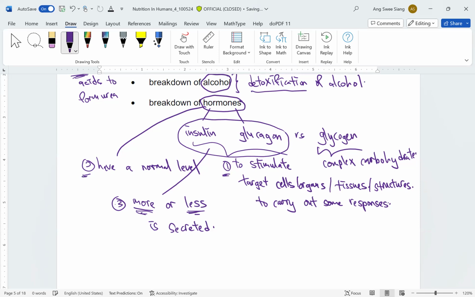To stimulate: the function is usually to stimulate something. And insulin usually is secreted at some baseline level, or we will call it a normal level. But when the hormone is required to perform some function, then either more or less of the hormone has to be secreted. So you must remember these three very important points.